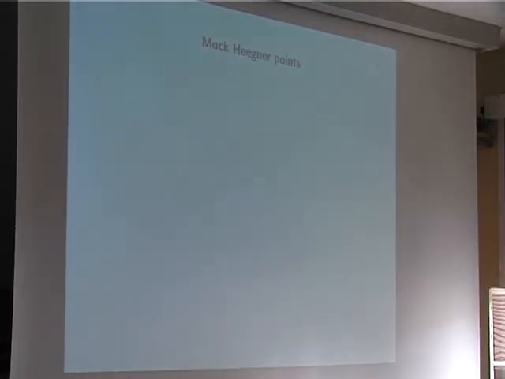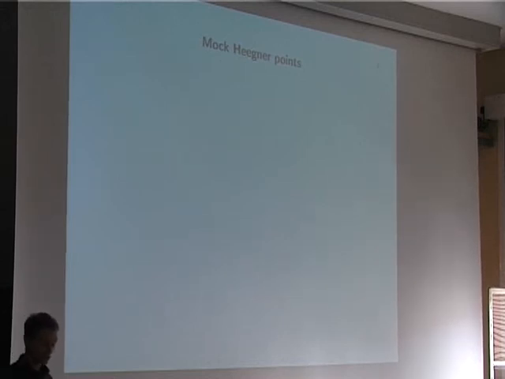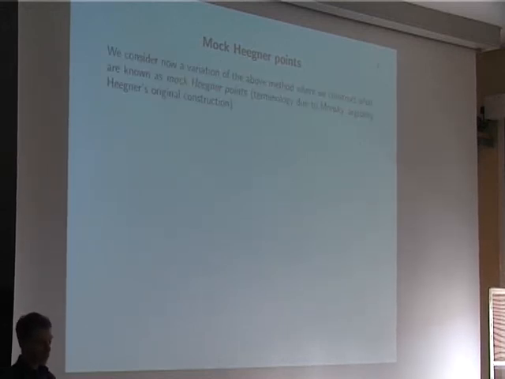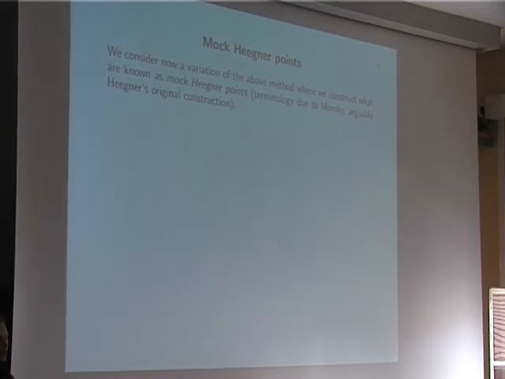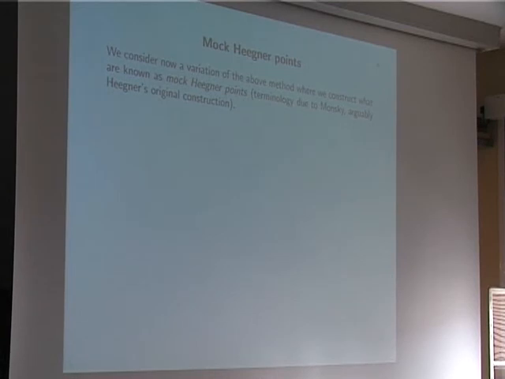Okay, so the most natural way is to replace Heegner points with what's called mock Heegner points. So this is a variation of the above method, and they were called mock Heegner points, I believe, first by Monsky. But arguably, if you look at Heegner's original construction, I think he was constructing mock Heegner points, not what we call real Heegner points. But maybe that's not important. So don't be intimidated by the word mock. It's just not my fault.